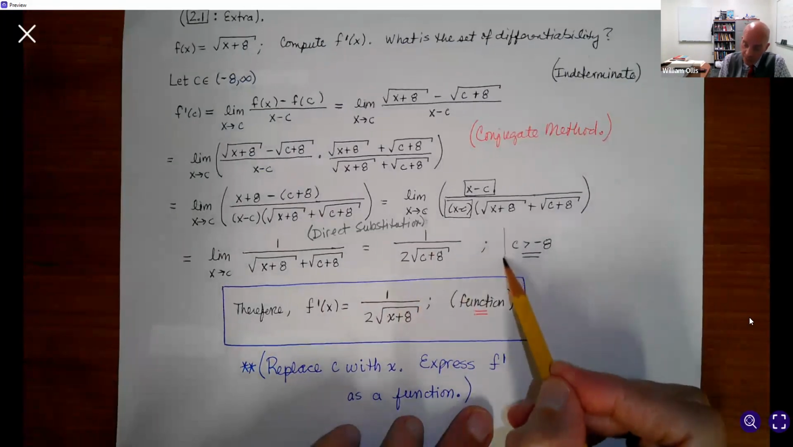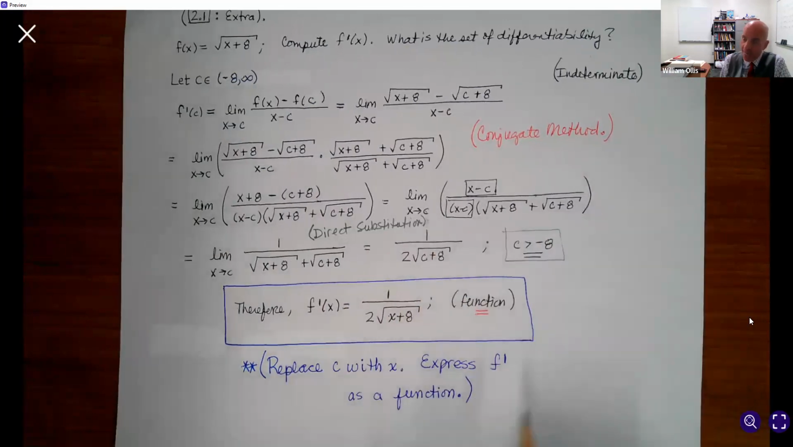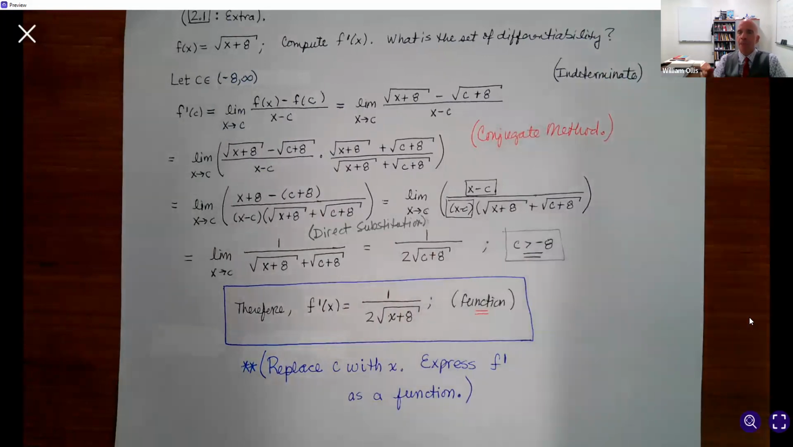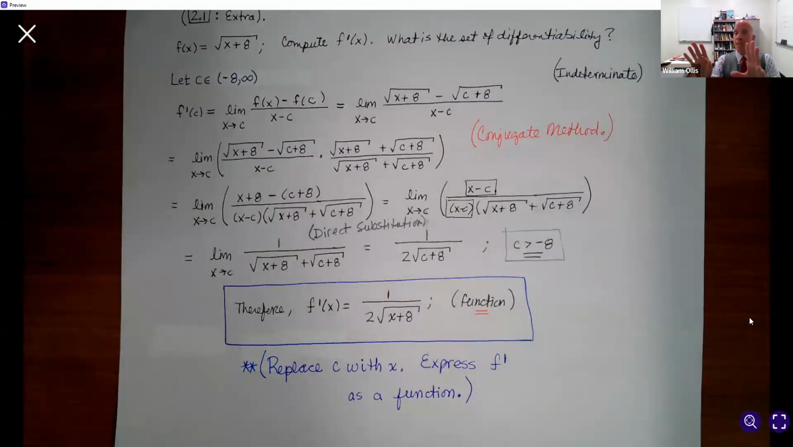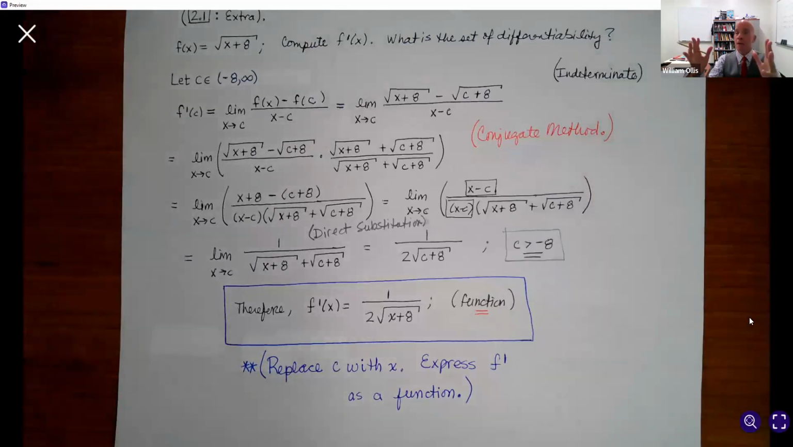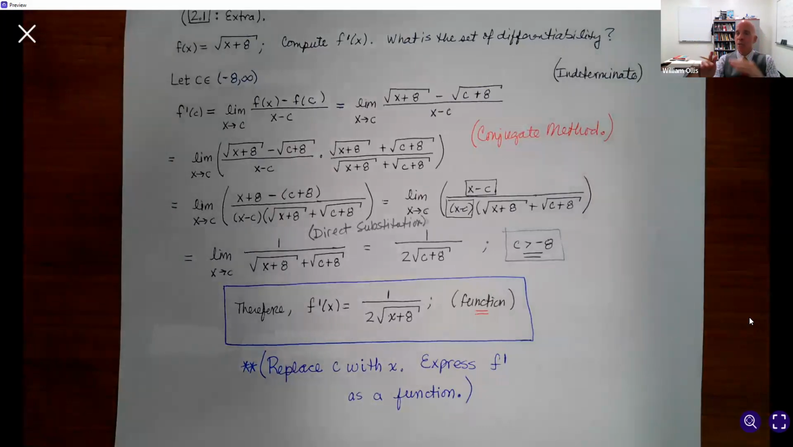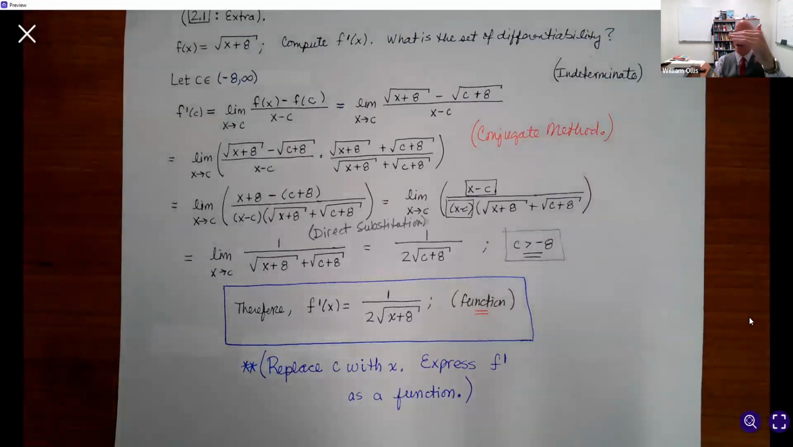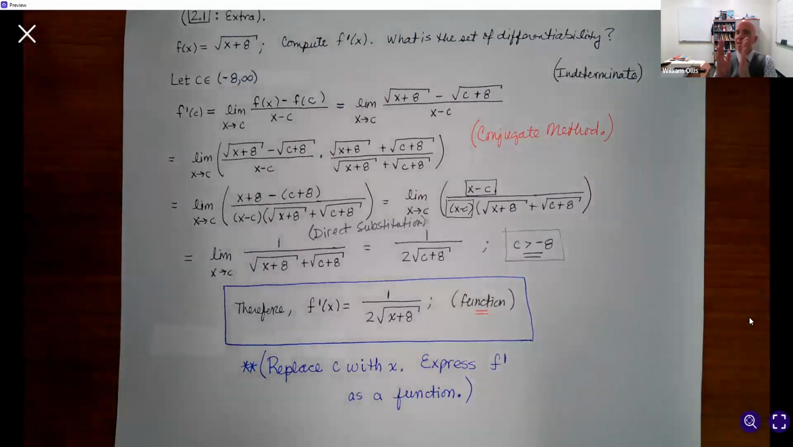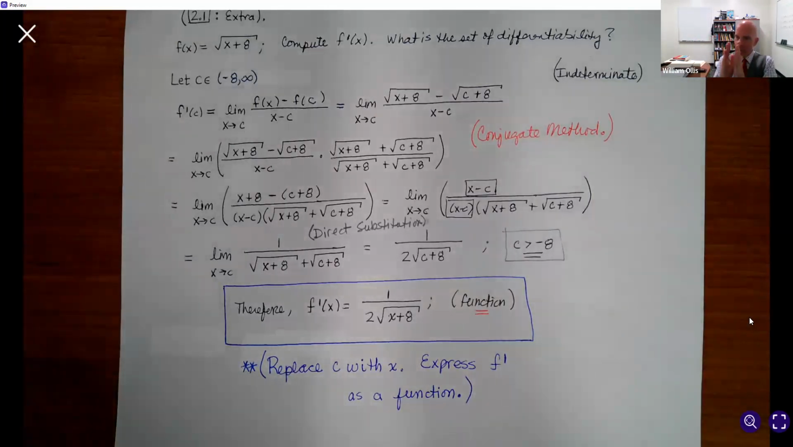So C larger than -8. And so now, like I said before, we now know that we have a machine to give us the slope of the tangent, the instantaneous rate of change of y over x. Okay? Change in y over change in x instantaneously at the point.